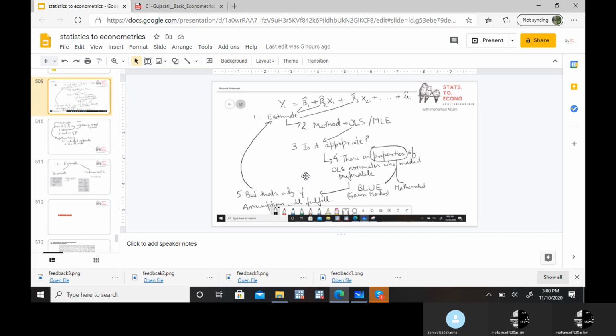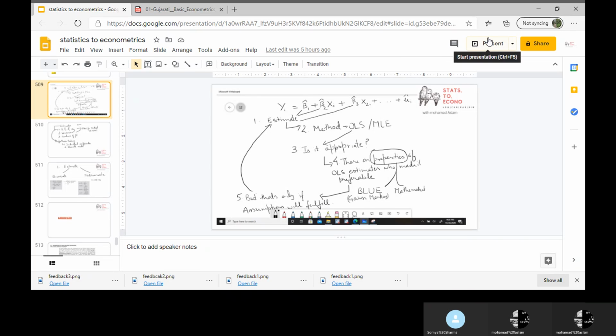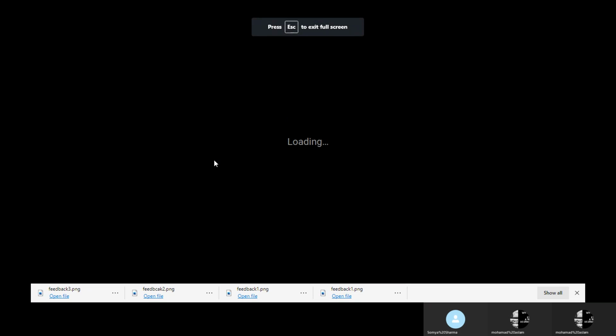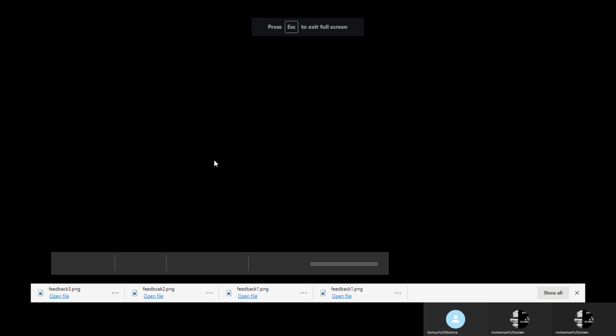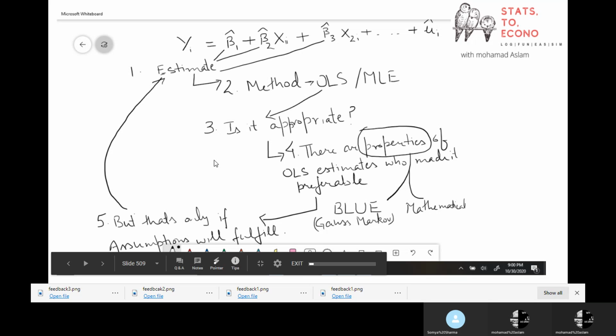And we started this last time with these properties. Last time I covered linearity and unbiasedness, specifically for the slope coefficient, and I explained that by the same process you can do it for the intercept coefficient. So today, first, let me remind you where we were last time.